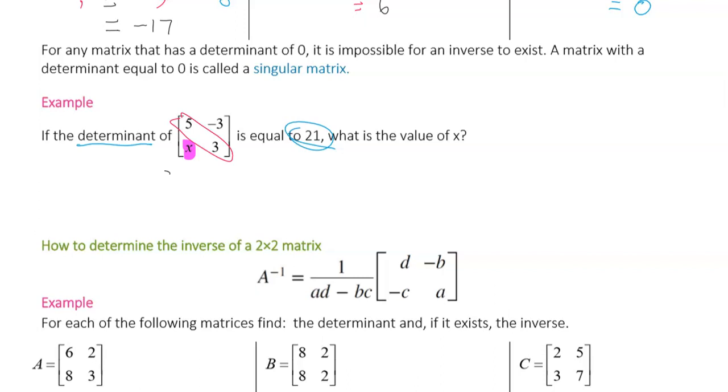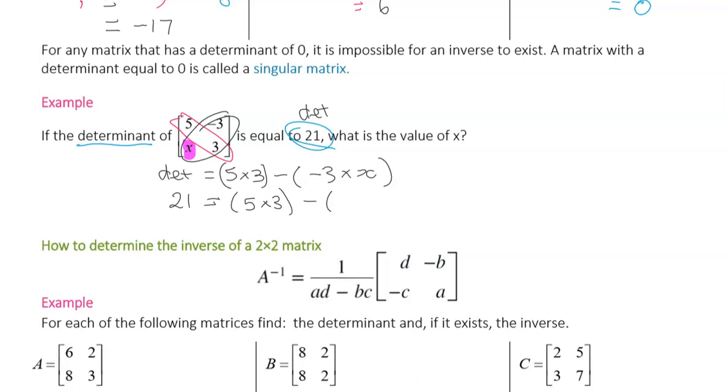our determinant is equal to 5 multiplied by 3, take away negative 3 multiplied by x. They've told us that our determinant is equal to 21. So 21 equals 5 times 3, take away negative 3 times x. Just be careful with those negatives. Remember, this negative here is part of the formula. Okay, so that's why we've used brackets. Brackets are always our friends.